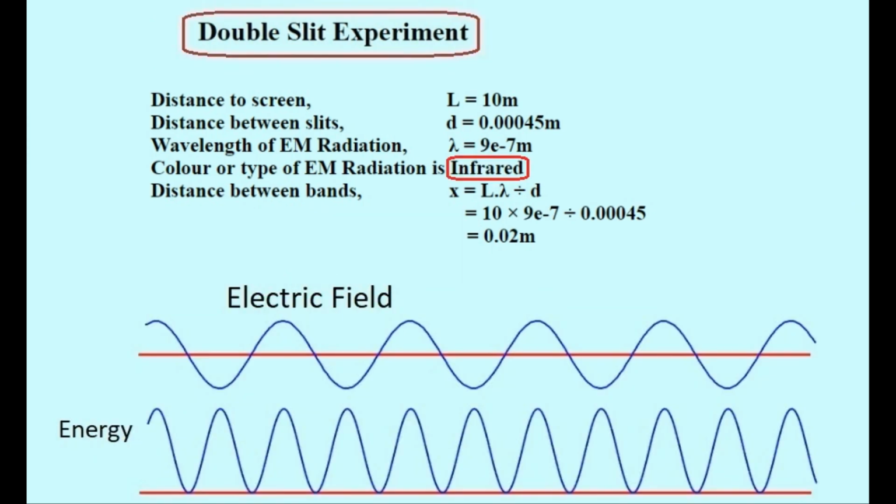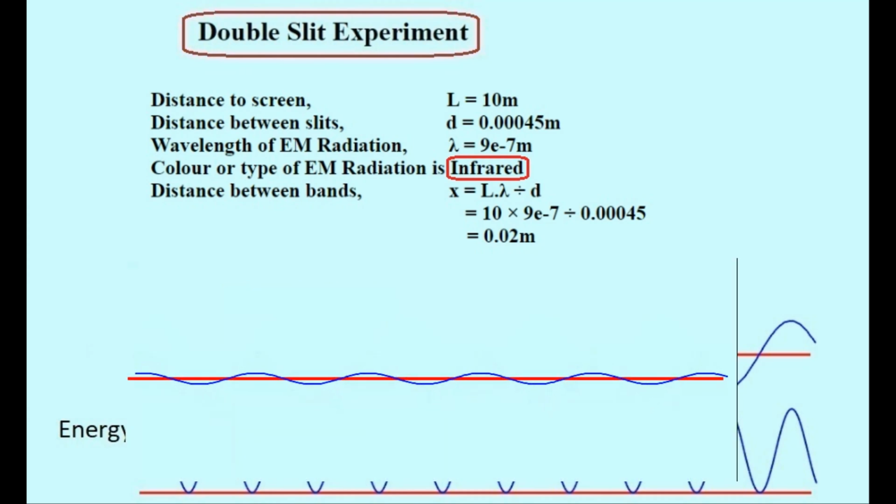Here is the data for infrared light. This sort of light has double the wavelength of the previous blue light. Its electric field and energy bands are spread out about twice as much as for blue light. This sort of light can still be faintly visible as red light.